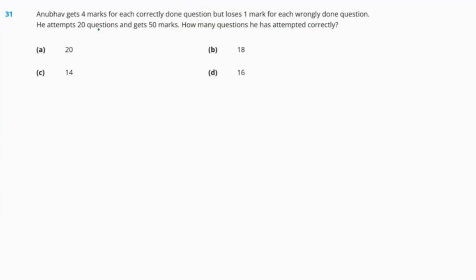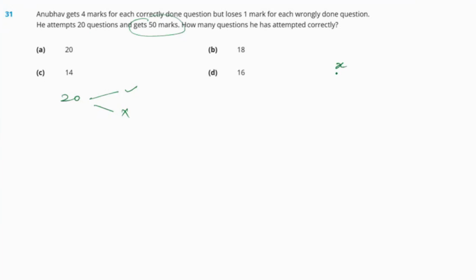So according to the question, he attempted 20 questions in which the correct and incorrect both are included, and he gets 50 marks. If we see that he was getting 4 marks for each correct answer, and for a wrong answer he is losing 1 mark, how is he getting 50 marks? We can solve it with the help of algebra as well. So for every correct answer, he is going to get X marks.